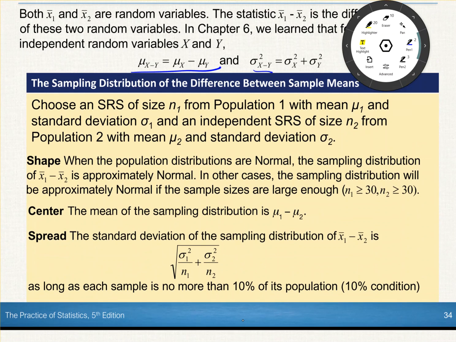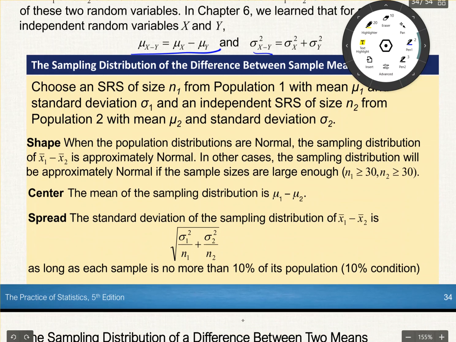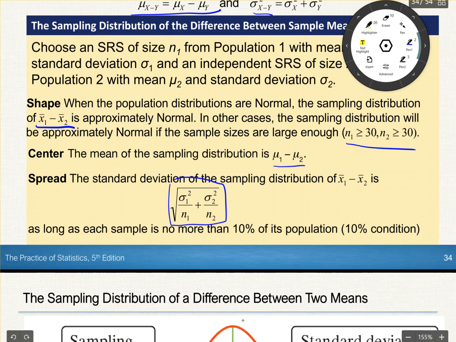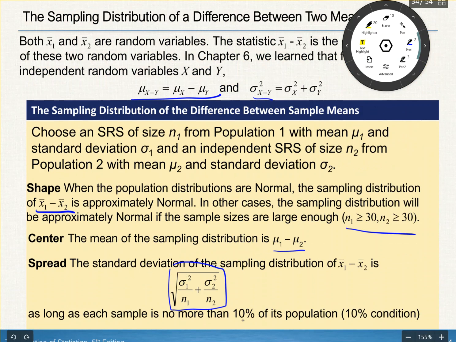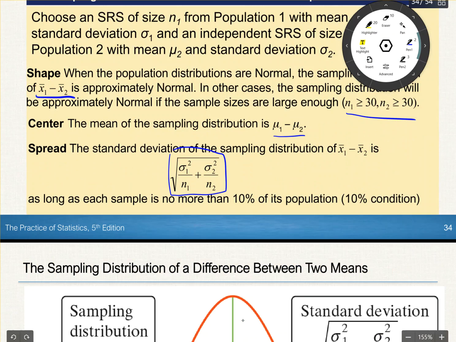A little information about shape. If the populations that we're looking at are normal, then the sampling distribution of the difference of the comparison is approximately normal. In other cases, we're going to use our good old large sample size, where we have greater than or equal to 30 in each of them. So for the center, the mean is just subtract the two means, and the standard deviation is this formula here. Again, it comes from the standard deviation formulas that we have, combined with this fact up here.